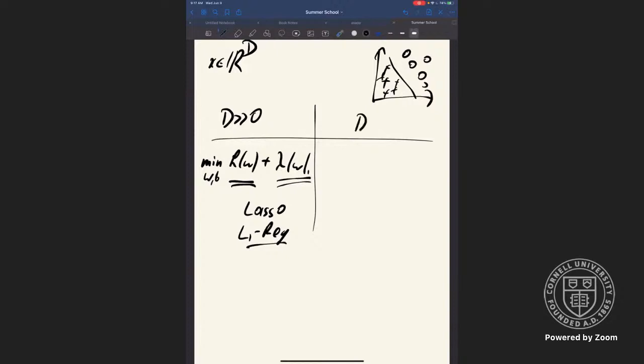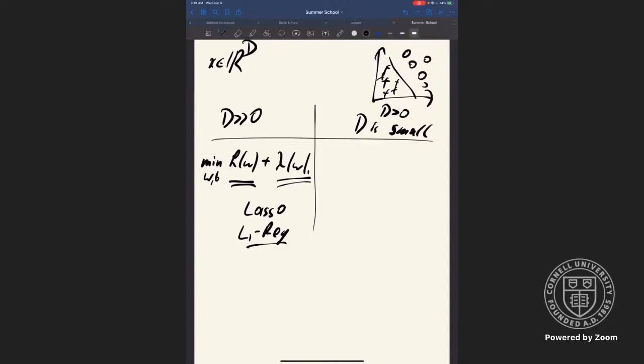Here's the other setting. If D is small, right? So maybe D is greater than 0, but not much greater than 0, right? So you only have like 10 dimensions or something. Then this actually is restricted, right? Then the fact that we actually can only learn a linear hyperplane is a problem.